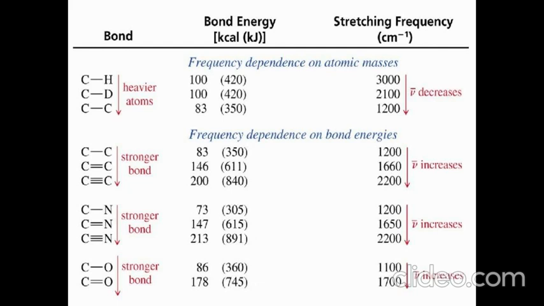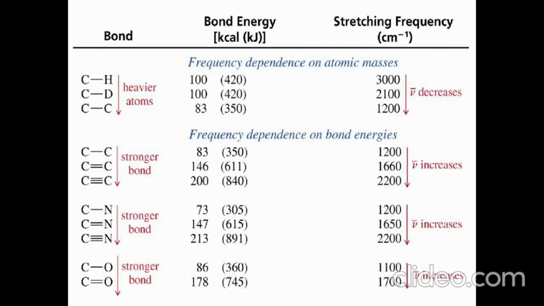Now we will take the second example, where we take the carbon-carbon single bond, carbon-carbon double bond and carbon-carbon triple bond. In this case, there is no difference in the mass of the atoms, because in all three cases the atoms are only carbons. Then where is the difference? The difference is in the bonds. In one case a carbon-carbon single bond is there, in the second a double bond, and in the third a triple bond. That means there is a difference in the strength of the bond.